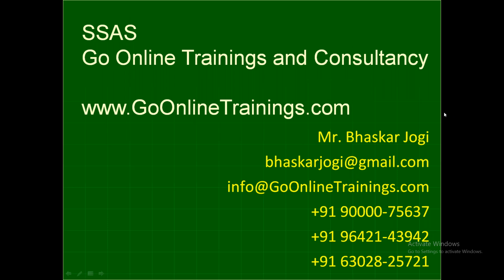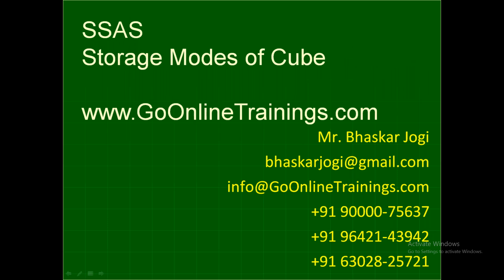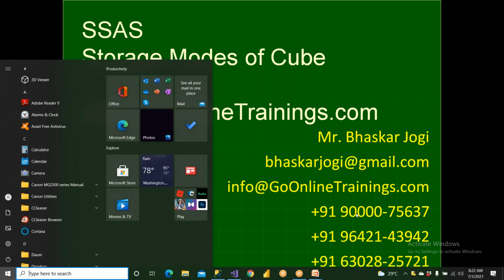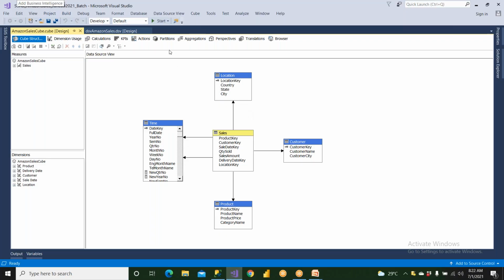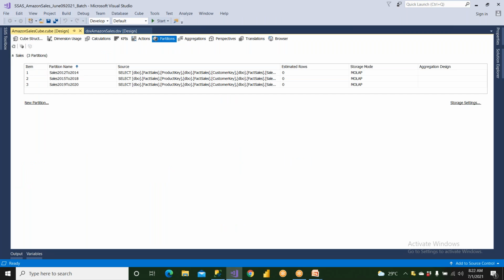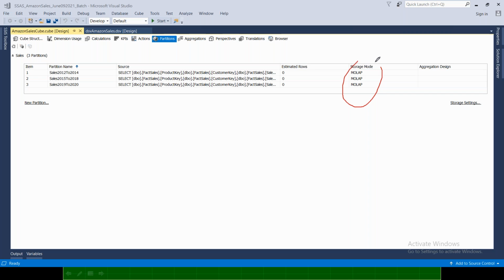Am I clear? Now, we are discussing storage modes of a cube. When I go to the cube and go to the partitions, we had created three partitions and we had storage modes here, right? What are the storage modes? We have three storage modes. If you want to change them, you have to click here. This is where you need to click if you want to change the modes.